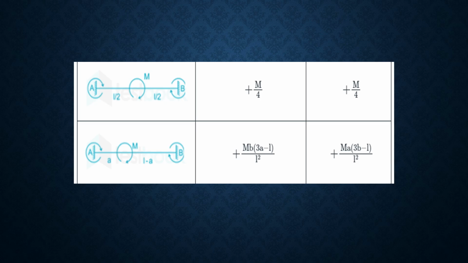Then the last condition, fixed end moments for a fixed beam with a moment at the center, and here the moment is at an eccentric distance. So the moment for MAB is M by 4, and for MBA is M by 4, here plus and plus on both sides. For this moment also, MA is equal to M times B in bracket (3A minus L) divided by L square, and for MBA, MB is equal to M times A (3B minus L) divided by L square. So these are the conditions for fixed end moments.